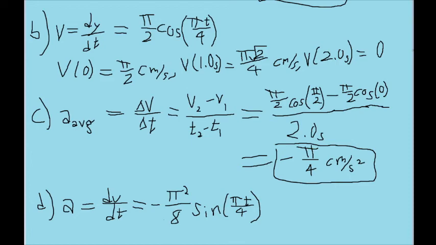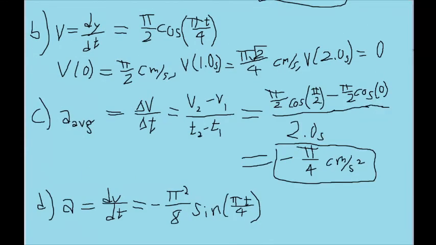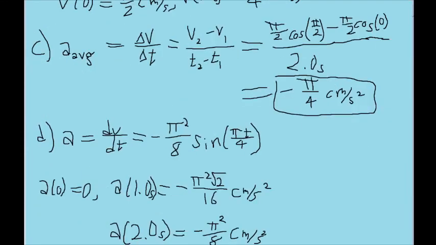So now it's just a matter of plugging in the values the problem gives us: 0 seconds, 1.0, and 2.0. So for 0 seconds, it's an acceleration of 0. For 1 second, it's an acceleration of negative pi squared times radical 2 over 16 centimeters per second squared. And for 2 seconds, that's negative pi squared over 8 centimeters per second squared. So that is our answer for all four parts of this problem.